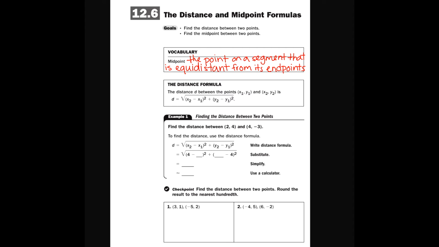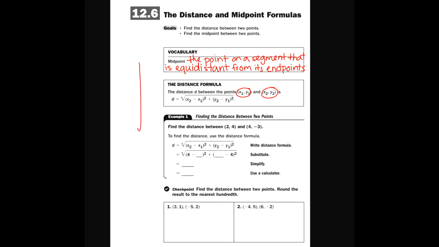Pay attention. This is something you will use so much in geometry, which is why we're doing it at the end of the school year, so it's fresh in your mind when you get to geometry next year. Okay, I have two formulas for you. First is the distance formula. It's for finding the distance between two points, an xy point and another xy point.